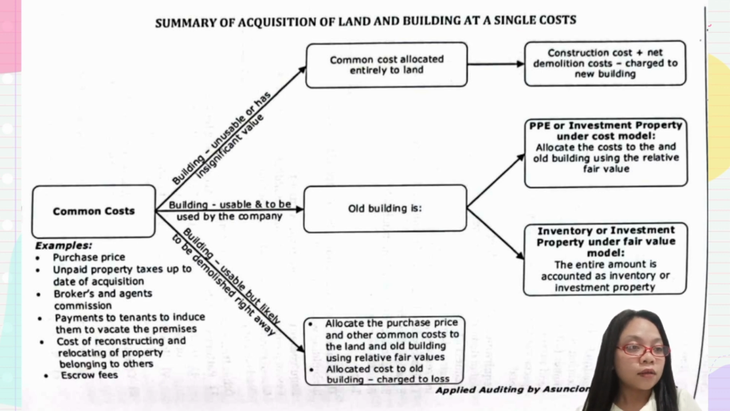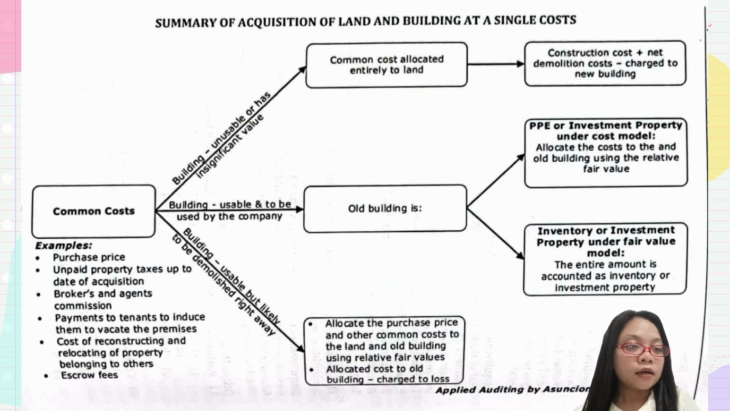It will be allocated to the old building, and the old building is either PPE or investment property under the cost model, or inventory or investment property under the fair value model. So, if PPE or investment property under the cost model, we split the cost between the land and the old building using the relative fair value. Then for inventory or investment property under the fair value model, the entire amount is accounted as inventory or investment property.